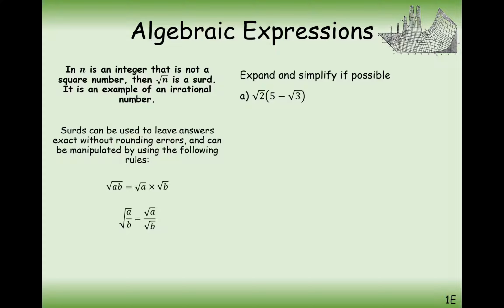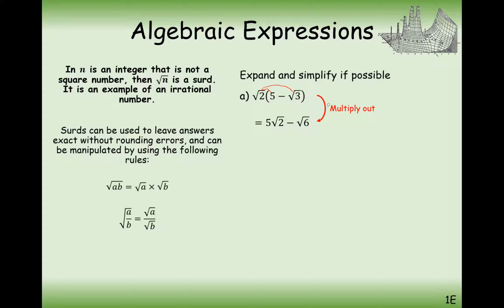Okay, expand and simplify if possible. So remember, we're going to expand brackets just like we did before. So when you expand a normal number and a square root number, the best you can do with that is just to write out 5 times the square root of 2. You can't mix together a normal number and a square root number.